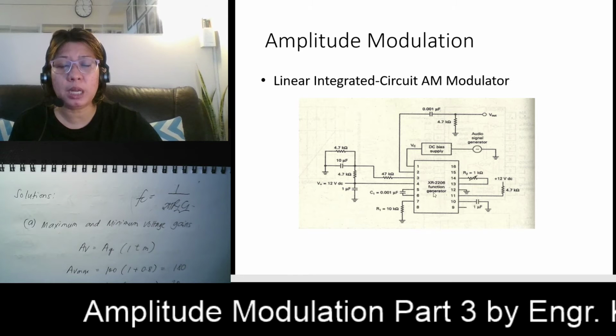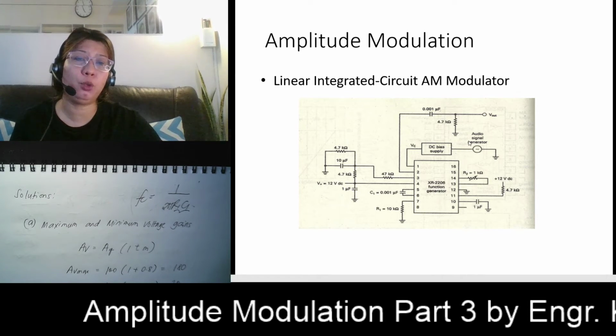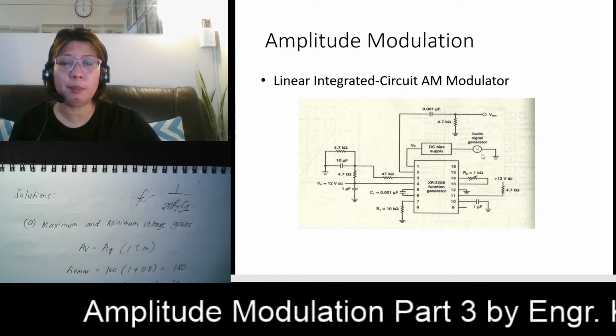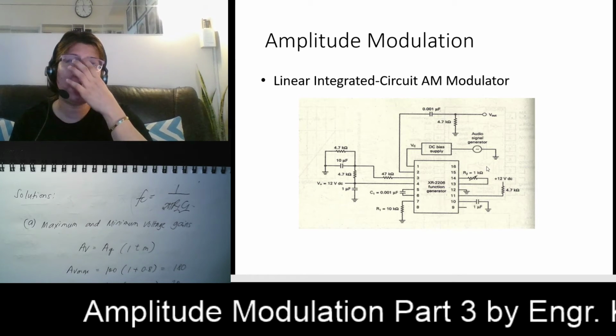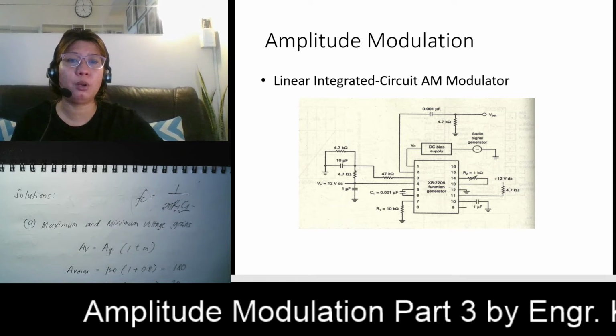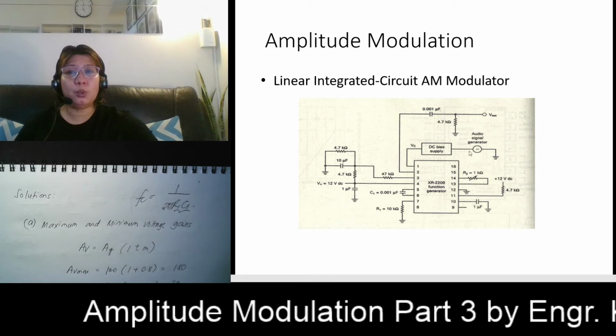So the main purpose of this function generator here is to generate your carrier signal. Of course, you still have to apply your audio signal generator here. Always remember that in an AM modulator, you have two signals: your modulating signal, or your low frequency signal, and your carrier signal. So this is an example of a very simple linear integrated circuit AM modulator.